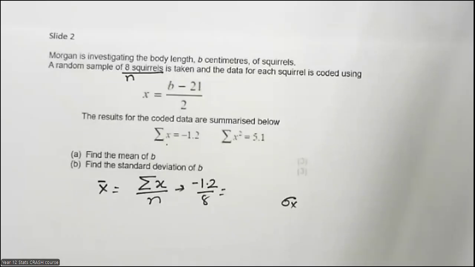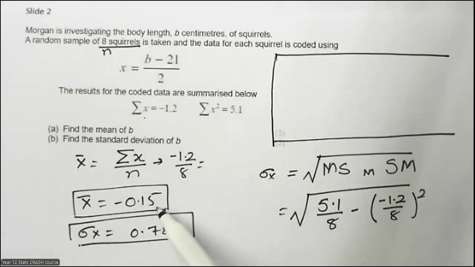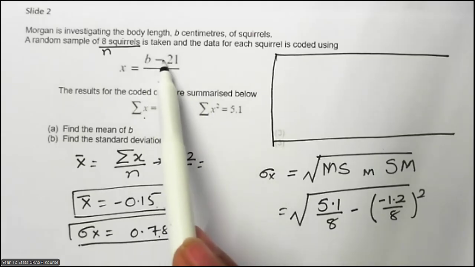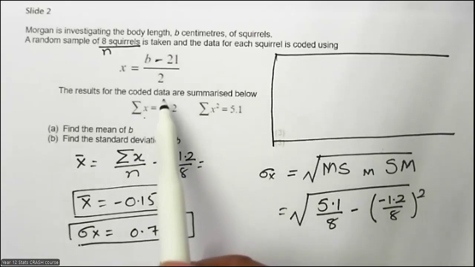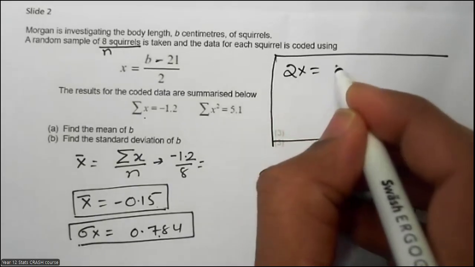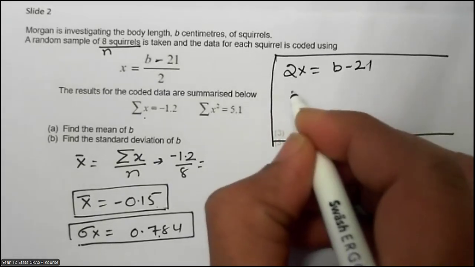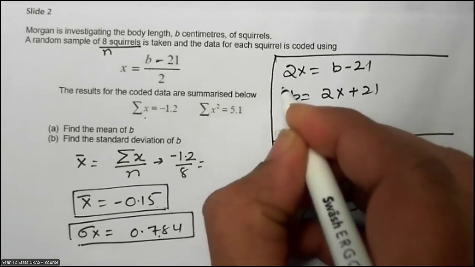I would like you to pause the video now and work out the standard deviation of x yourself, using the formula. These are the calculations. Work the answer out. These are the two answers. Now we need to use these two answers to work out the mean and standard deviation of B. My advice is to rearrange this formula to make B the subject. That gives me 2x is equal to B minus 21. So B equals 2x plus 21.